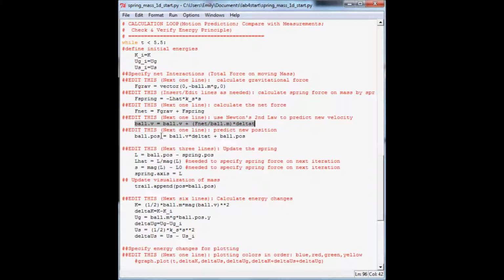Once I found the net force, I used Newton's second law to predict the new velocity and new position of the mass. I then used the same code as above to make the spring move and update the visual model. Lastly, the kinetic energy, the spring potential energy, and the gravitational potential energy change and need to be recalculated. These calculated changes in energy are then stored and plotted to notice the energy change at each time interval.